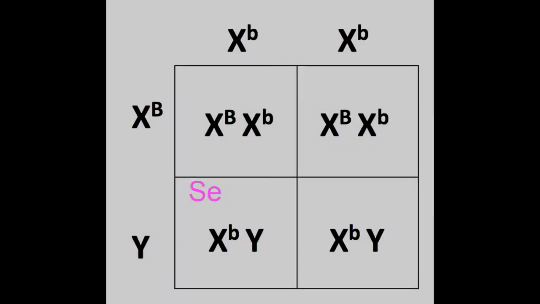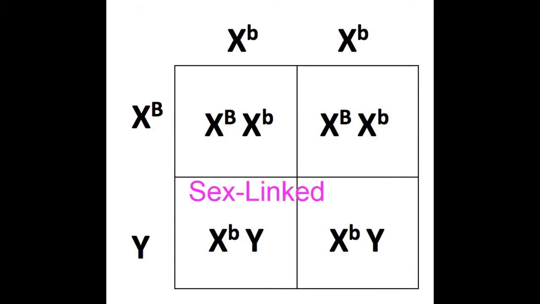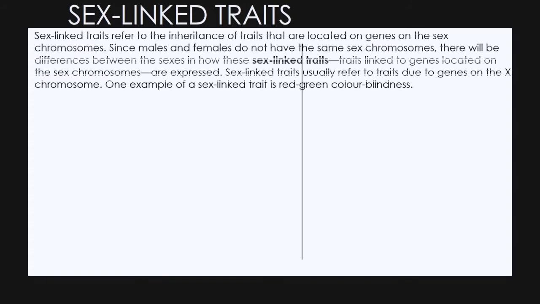Now let's look at sex-linked traits. This is the normal way to represent sex-linked Punnett squares, but I'm going to be using a colored cross for the allele. Sex-linked traits are traits where the genes, or the alleles I should say, are found on the X chromosomes. One example is red-green color blindness.